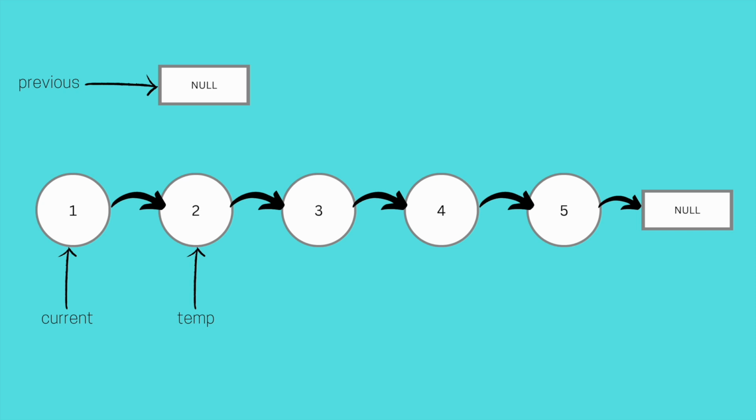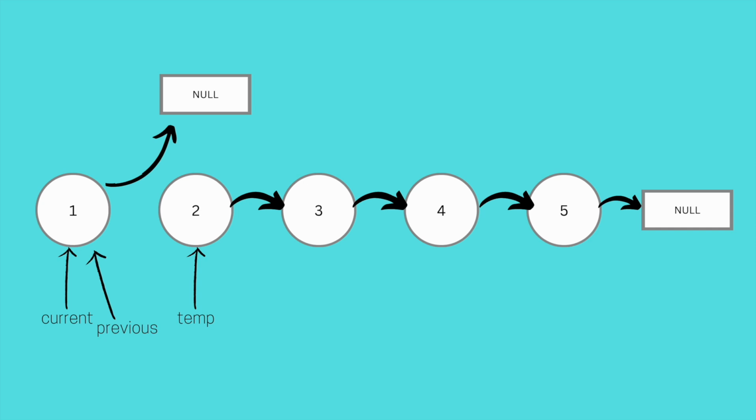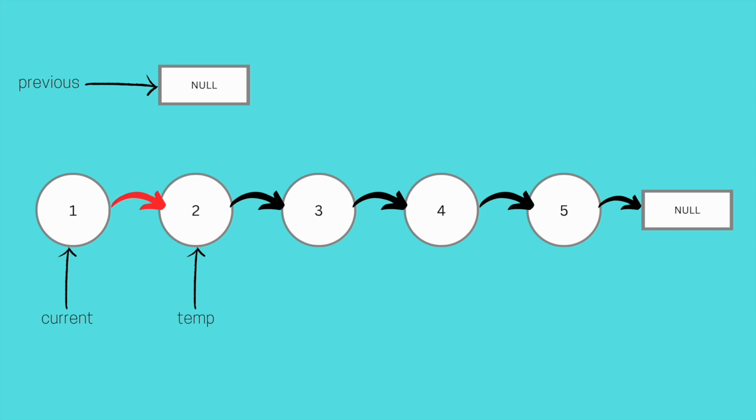So the first step is to take the path from the first node to the second node, which is current's next value, and set it to previous, which is null at this point. Next, we will just move previous to current, and we will move current to temp. So we needed this temp because we broke this link. So after breaking this link, we're able to move to the next node because of the temp pointer.